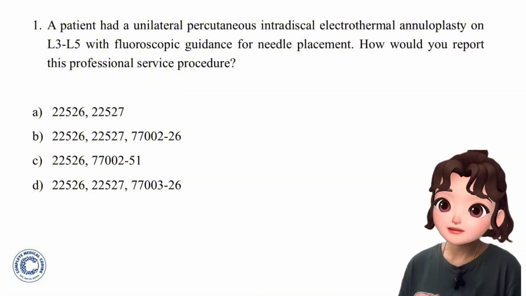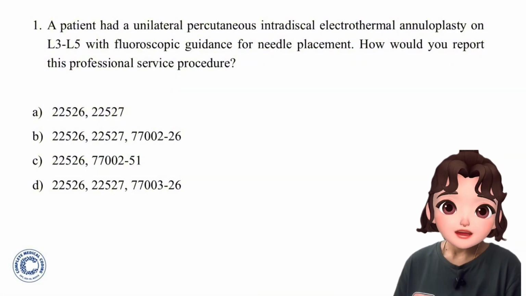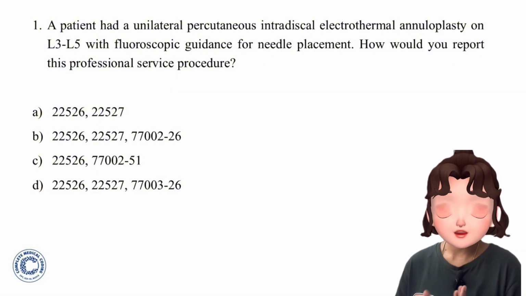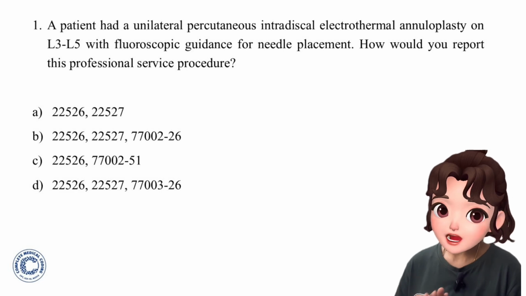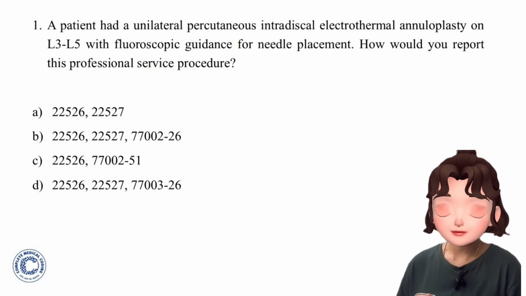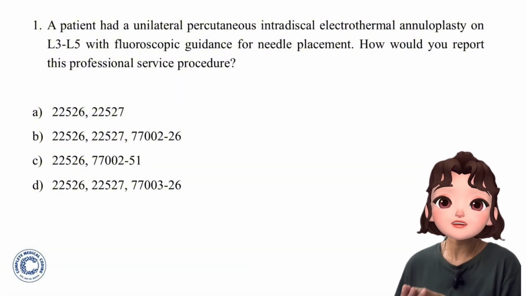And what is 22527? Below that, 22527 is one or more additional levels. So you have to code that also, right? 22527, because here there are 2 levels. One or more additional levels, so it could be one or it could be more.